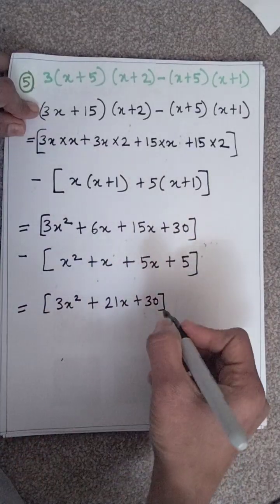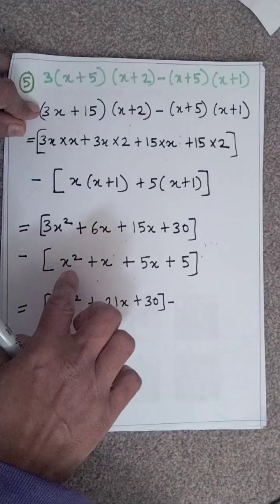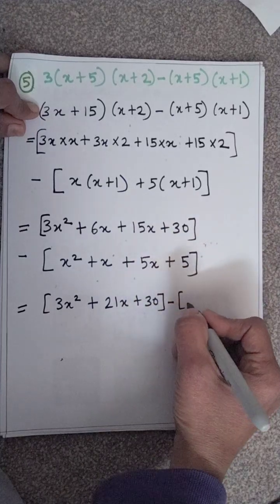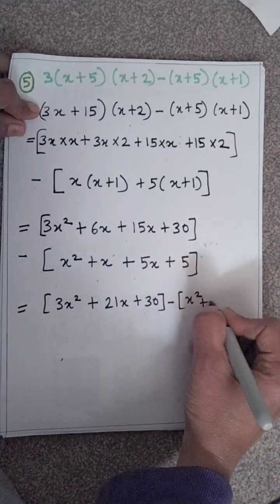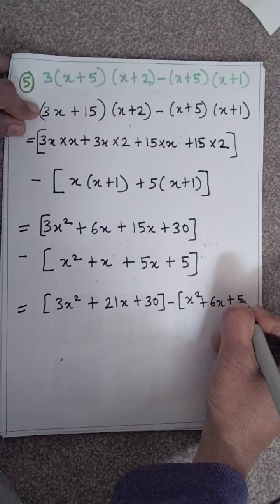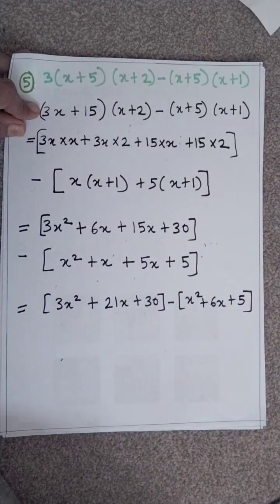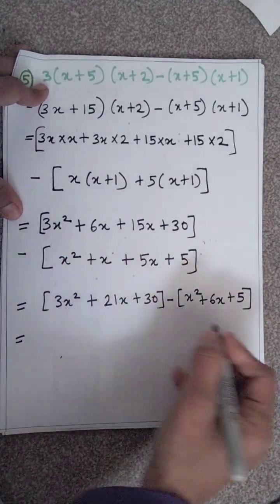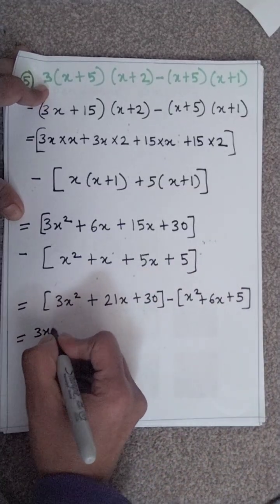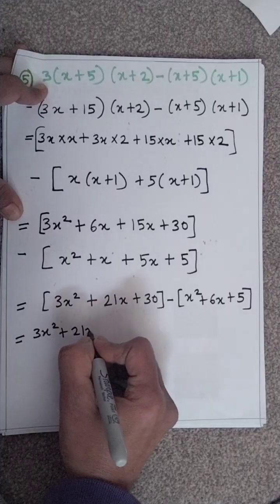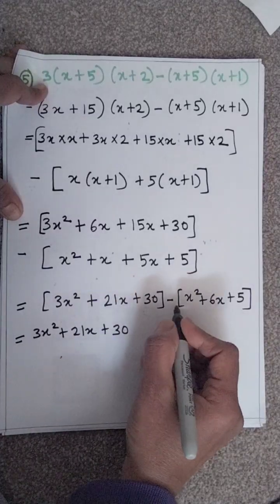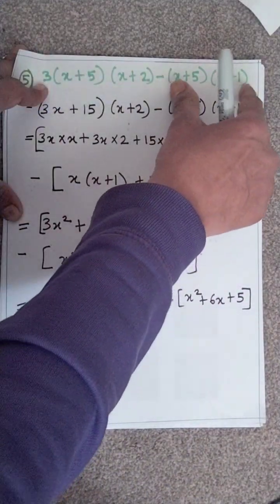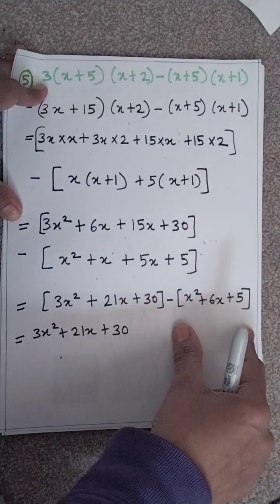Okay. Then put the minus sign here. Minus. These two are similar terms, x and 5x. So it becomes minus x square plus 6x plus 5. Is equal to. Open the brackets. So when we open the bracket, 3x square plus 21x plus 30. Now when we open this bracket, there is a minus sign here. Okay, so we have solved this part. So this part answers here, x square plus 6x plus 5.